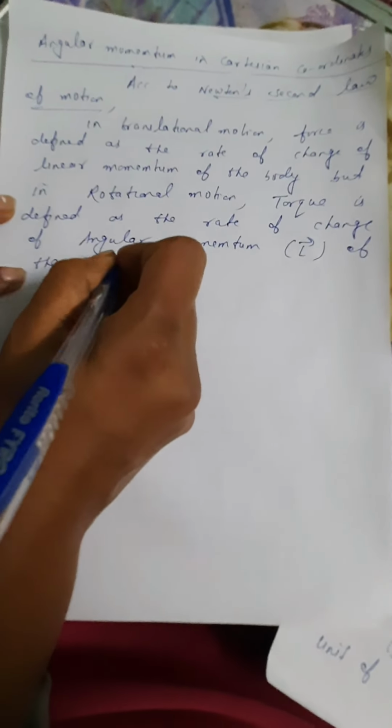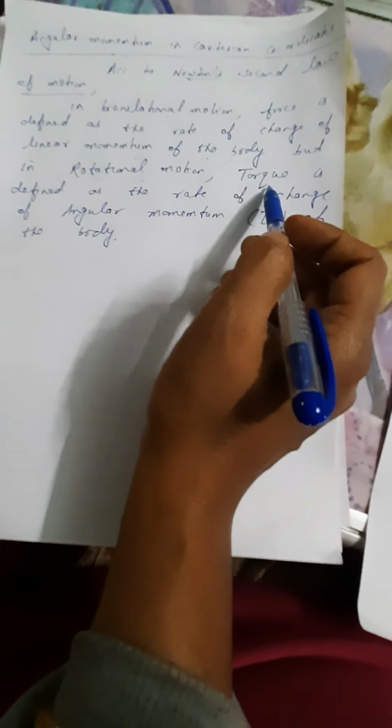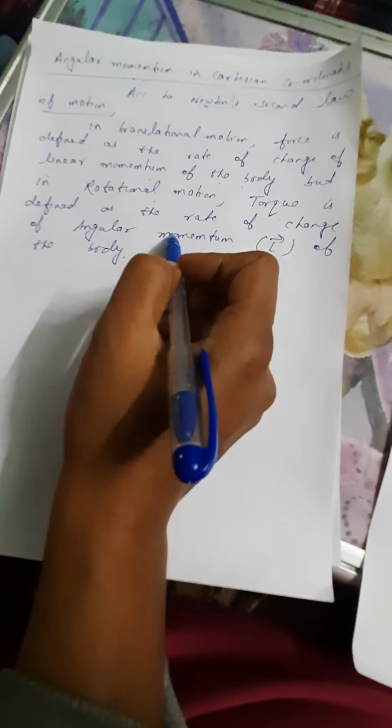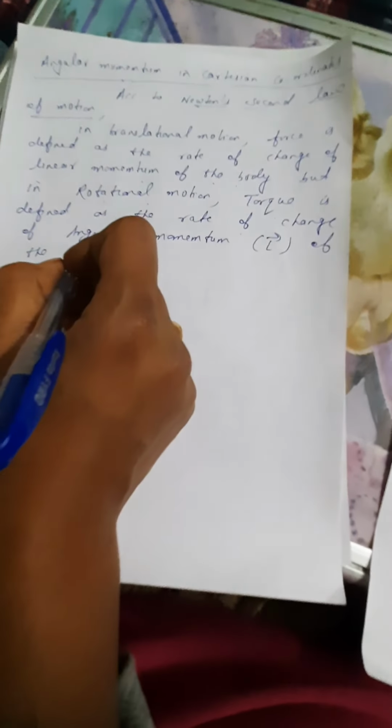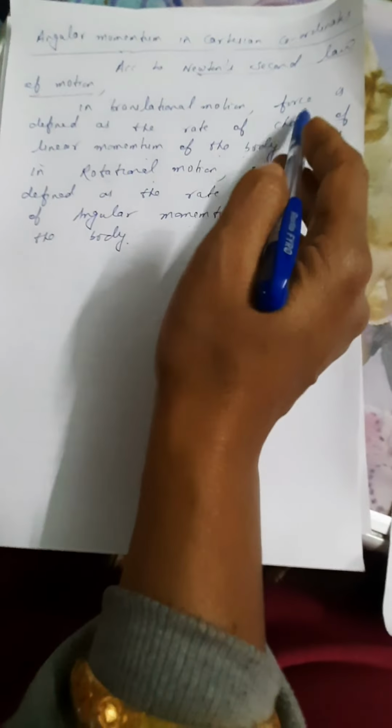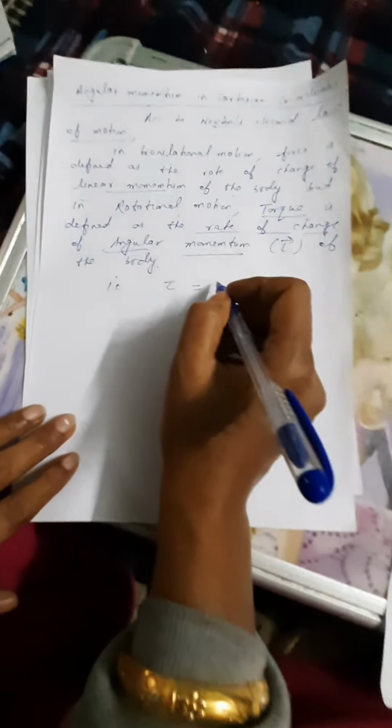All of you must keep in mind that according to Newton's second law of motion, force is defined as the rate of change of linear momentum of the body. Clear? But in rotational motion, what is the definition of torque? Torque is defined as the rate of change of angular momentum of the body. That is, torque is denoted by tau.